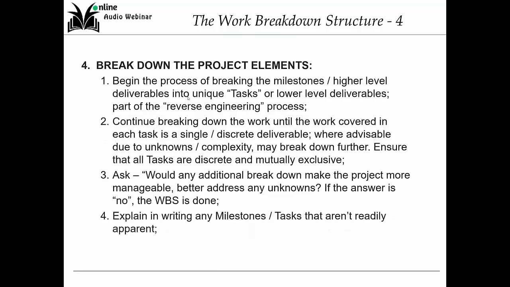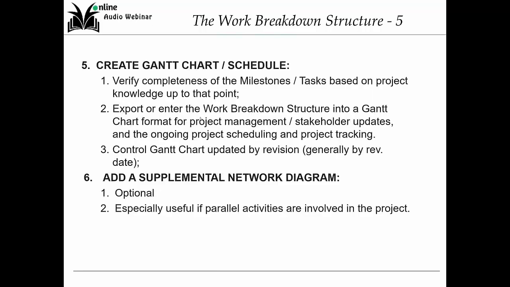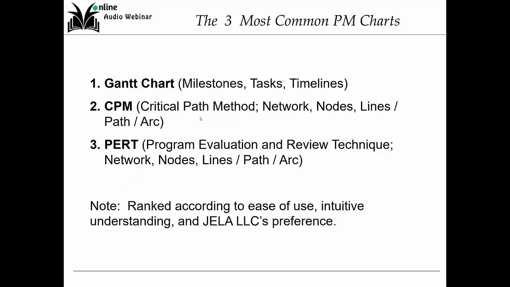Now, the less you know about a project, the more you want to have discrete deliverables. Once you have the idea of the various inputs, then you develop your Gantt chart or your schedule. The Gantt chart is basically broken down into milestones, tasks, timelines, and responsibilities. The CPM chart, which is the critical path method, is a network diagram which has nodes and lines, paths, and arcs. The calculation of another network diagram, the PERT chart, is a little harder.